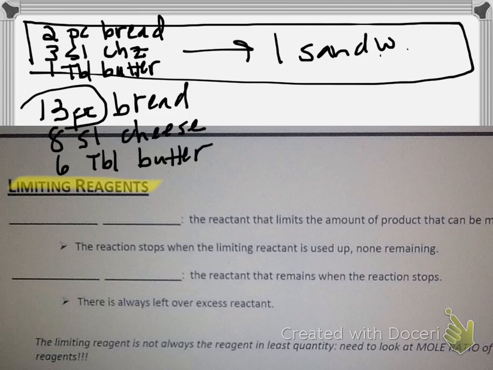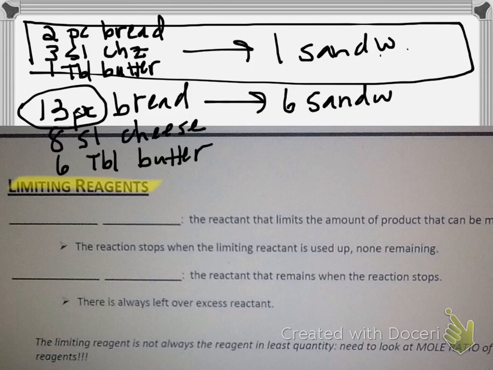So if we were looking at the bread alone, you have 13 pieces or slices of bread. How many sandwiches could you make from that? Whole sandwiches, not half sandwiches. Okay, so 2, 4, 6, 8, 10, 12. So you could make 6 sandwiches if you were only looking at the bread, right? Because I could make 6 sandwiches out of this, and then I'd have a slice left over.